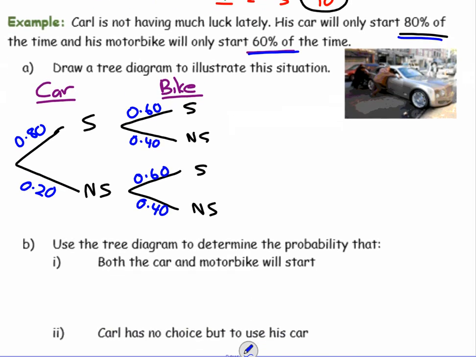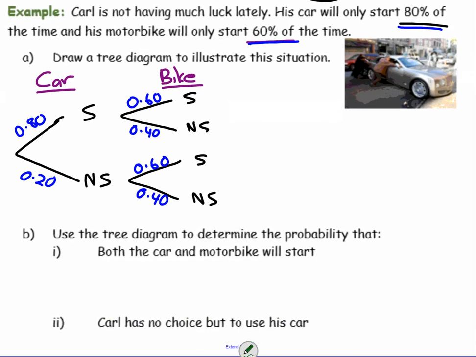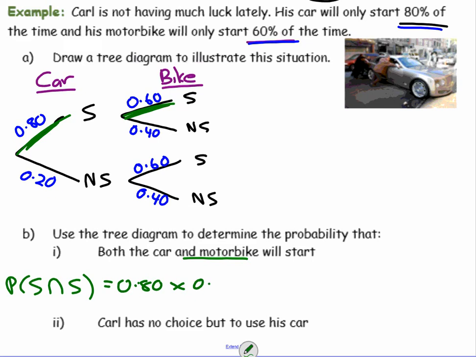Then B, use this tree diagram to determine the probability that both the car and the motorbike will start. So that's like saying probability of a start and a start. So as you can see, that's going to be this one multiplied by that one. So that's going to be 0.80 multiplied by 0.60. And what does that give you? That gives you 0.48, or 12 over 25. So that's exactly 0.48, an exact answer.